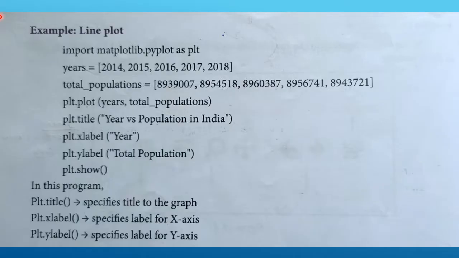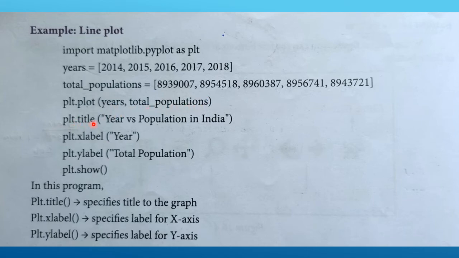So we can see an example for the line chart. As usual, we import matplotlib.pyplot as plt. Then we give the variable years with five values, and the variable total population with the same five values. To get the line plot, we use the basic function plot, giving two variables: the years and the total population.